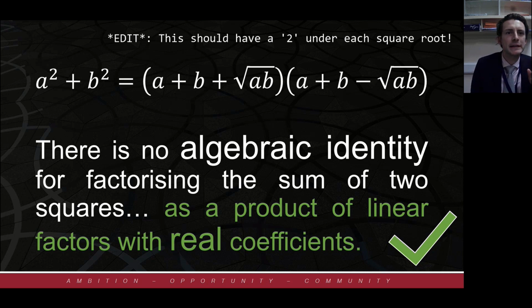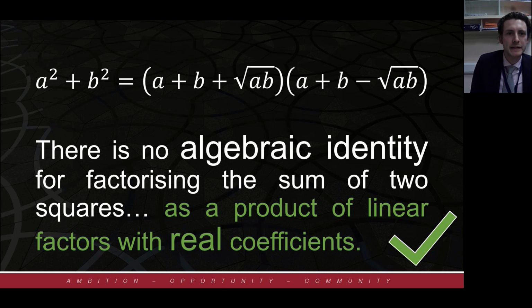What does that mean? Well, these terms here in the brackets are not linear because they involve square roots. And we can't guarantee when we take a square root that that's a whole number. It's not a linear amount of a and b. So this is what your teacher means when they say you can't factorise it. You can't write down something nice like we could for the difference of squares and the difference of cubes.